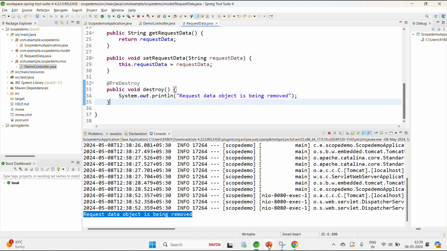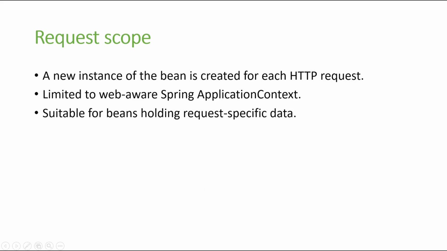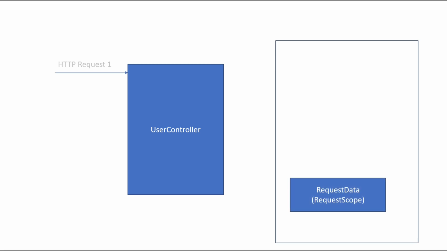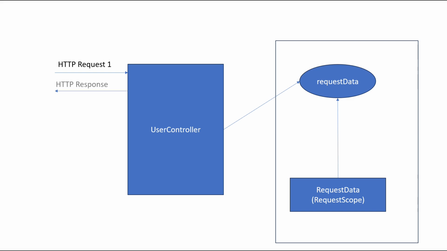Let's get into the PPT. So what is happening here? Let's say user controller is there, Spring IoC container is there, request data scope is there. I'm making an HTTP request 1. What is happening? It is creating a new request data object, and it is injecting into the user controller. Anyway, it is getting used. Once we get the response, the request data object is getting cleared.